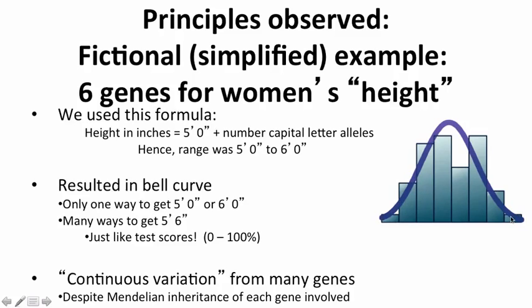So this is often also called a bell curve. And again, there's only one way you can be 5 foot 0 or 6 foot 0, but there are many ways to be 5 foot 6, and that's why you see this distribution like that.